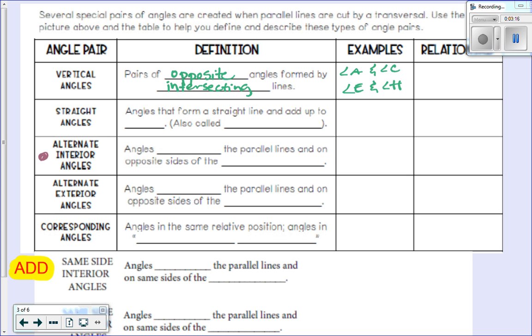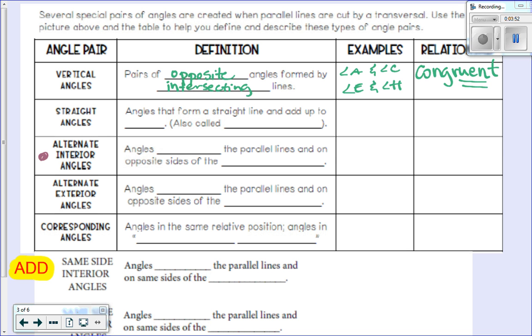What kind of relationship do these pairs of angles have? What did we learn? Vertical angles are opposite, but you also have to set up an equation. Vertical angles are congruent. Good. From your quiz last week, congruent means equal. Put an equal sign, which lets you know how to set up your equation. Knowing that relationship is important.